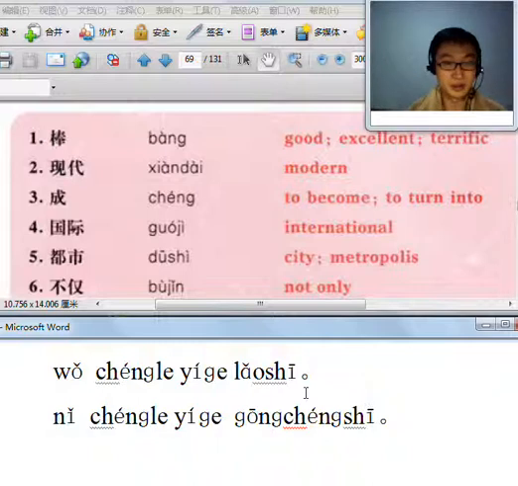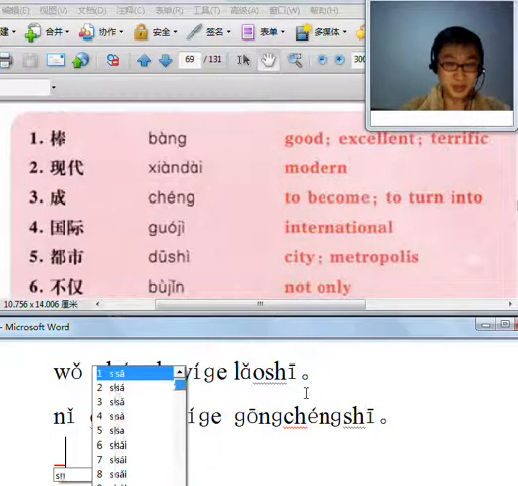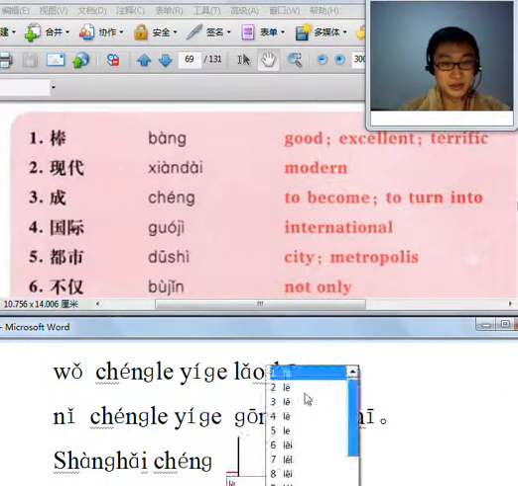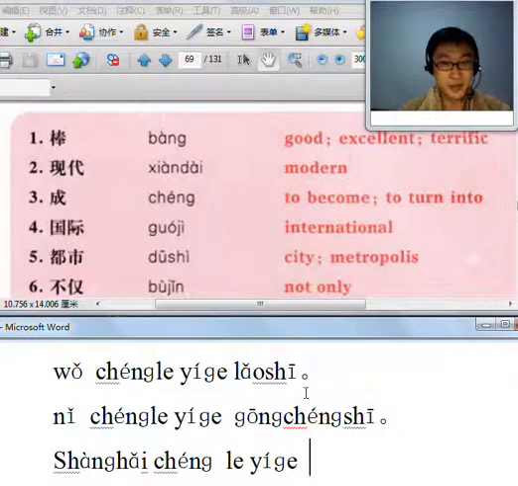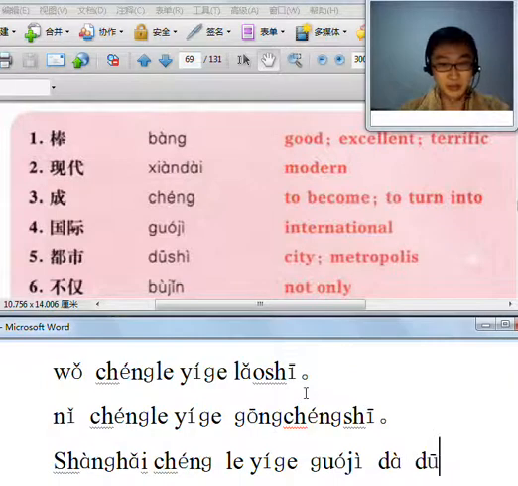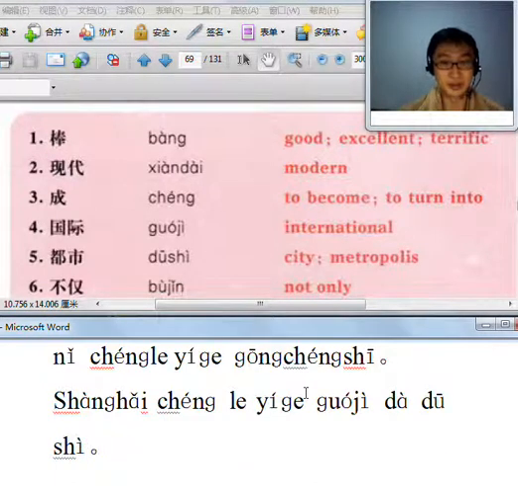And number 4 and number 5, like 第三个、第四个、第五个 these three words, we can make it together to make a sentence, like 上海 become an international city, right? You will say, 上海成了一个 one international is number 4 is 国际 then city is number 5 都市 but usually we say 大都市 big city. 大都市上海成了一个国际大都市 like 上海 become an international big city like this.